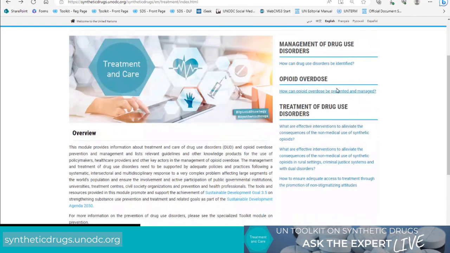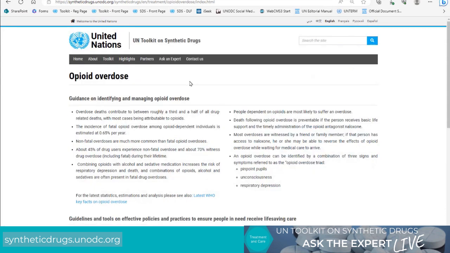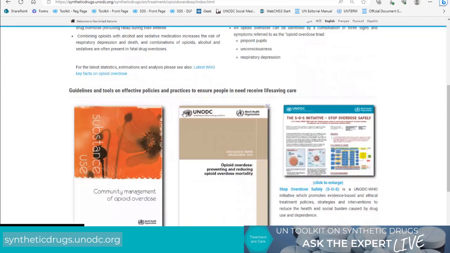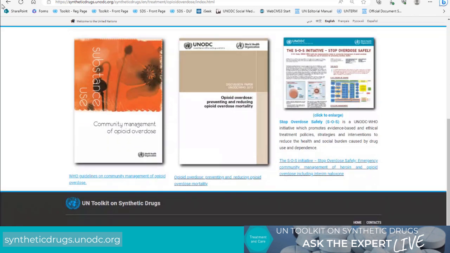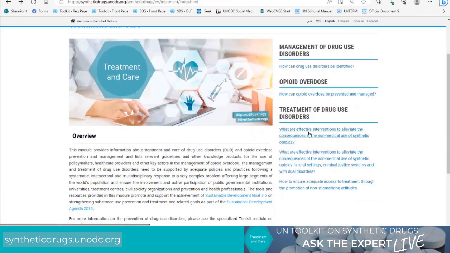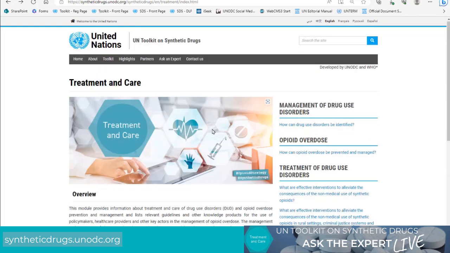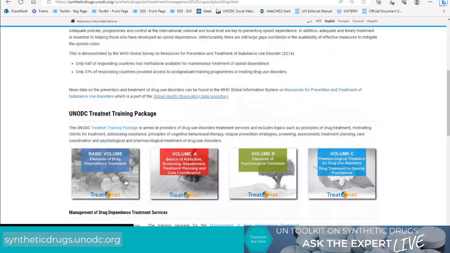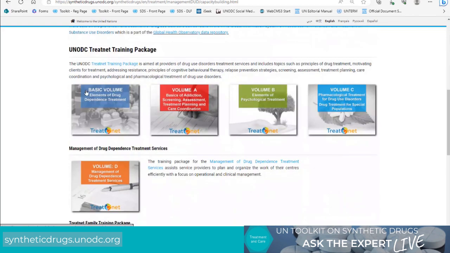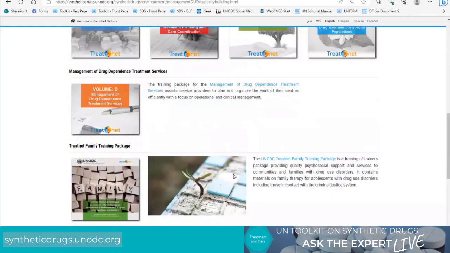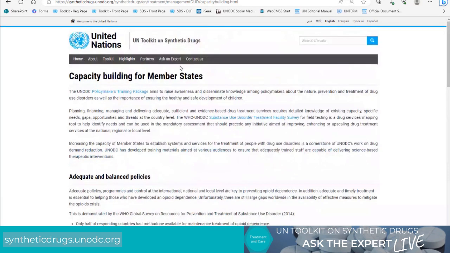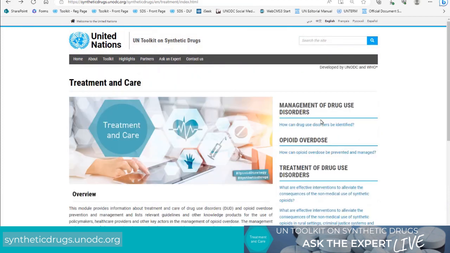Going back, we can also look at how can opioid overdose be prevented and managed. Again, information as well as guides and tools available. The idea is that regardless of your sector or your level of expertise, you can explore the toolkit and get the resources that you need. Often what we find is toolkit users will bookmark certain pages or save some of these tools. Others prefer to return to the toolkit and explore other sections. But the idea is that these tools are all found in one place on one website.